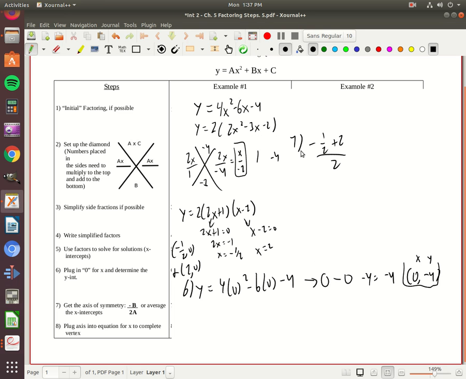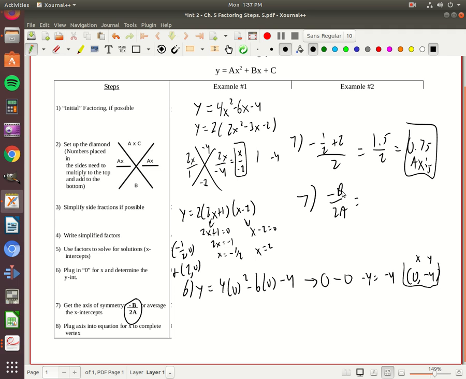So again, if I just get the halfway point between negative half and 2, right? So I'm doing step number 7. I'm just sort of running out of room here. So negative half plus 2 is 1.5. Divided by 2, I get 0.75. That would be my axis of symmetry. But there's another formula right here that I like a lot better. So for step 7, I'm just going to ask you to say negative b over 2a.